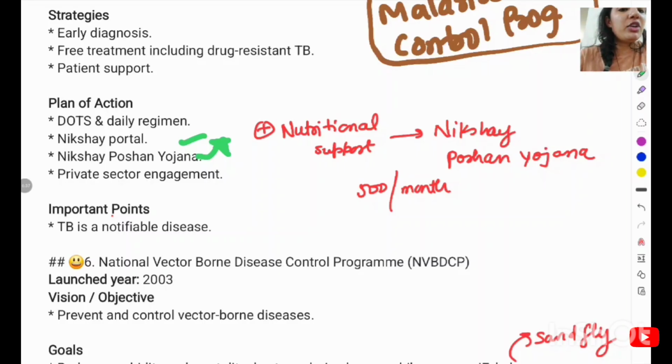Then what is the important point? TB is one of the notifiable diseases. Okay, and one more thing is there like Nikusht. Nikusht is a portal for Kushta, meaning leprosy. Nikshay is for this TB.